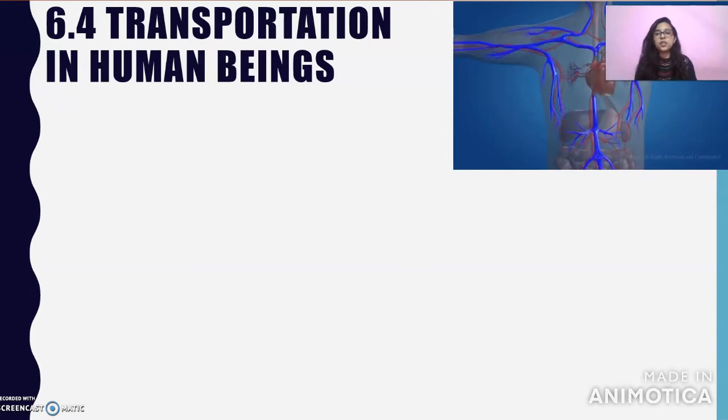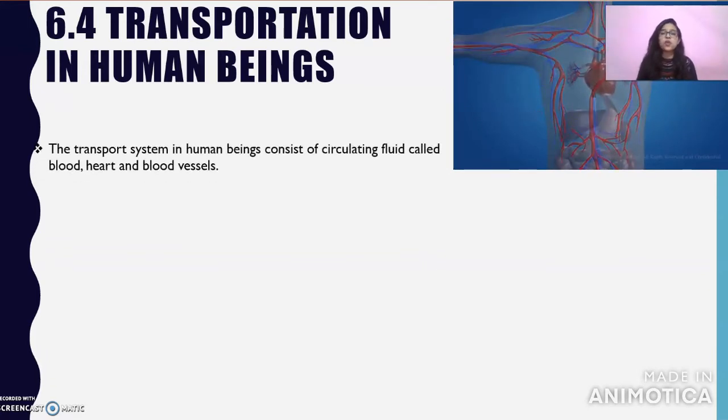Now let us learn the transportation in human beings. It consists of a circulating fluid called blood, the heart and blood vessels. These three main parts are there. So first of all, let us talk about blood.